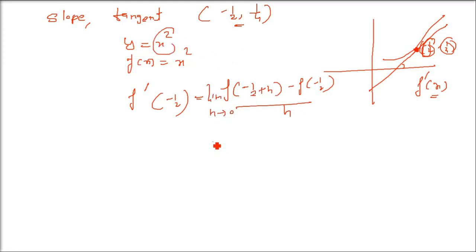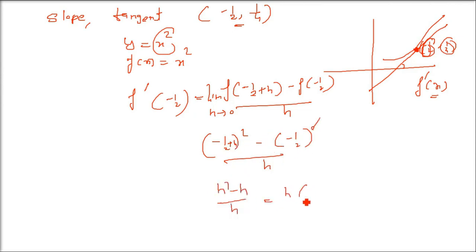Now wherever you have minus half plus h, please put it in x square. So minus half plus h whole square minus, again, minus half put in the function, minus half whole square. I'm just telling you the answer, because I don't want to get into the detail of this solution. h square minus h by h, you can take common, it is going to be minus 1. So the slope is minus 1 from the positive x-axis.